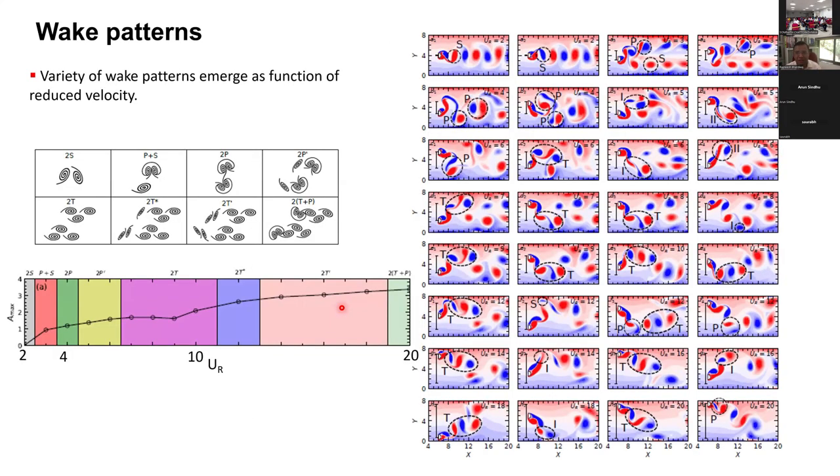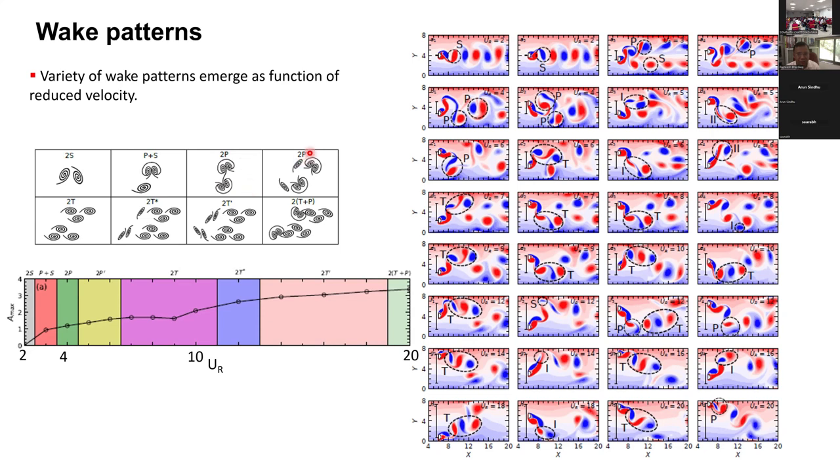Now look at the variety of wake patterns which we get eventually when we vary the reduced velocity just for the D cylinder. So look at this picture. 2S, as you know of, is the common street, two vortices. Then you can have a pair and a single vortex, which is called P plus S. You can have two pairs, which means four vortices, and that is something also there.